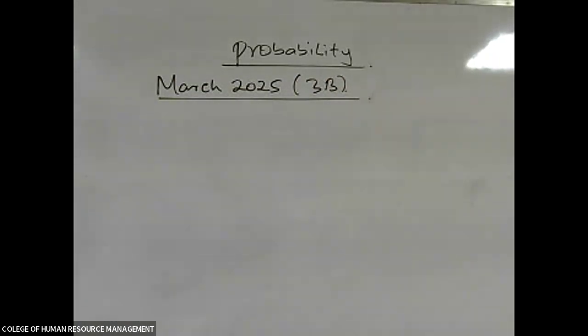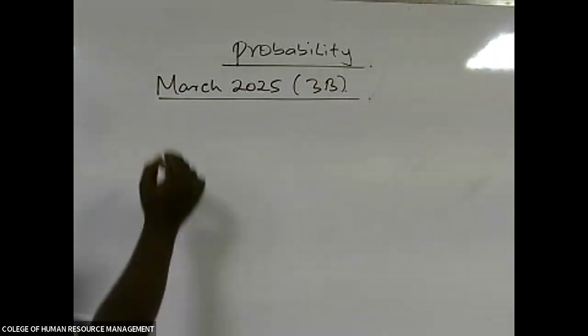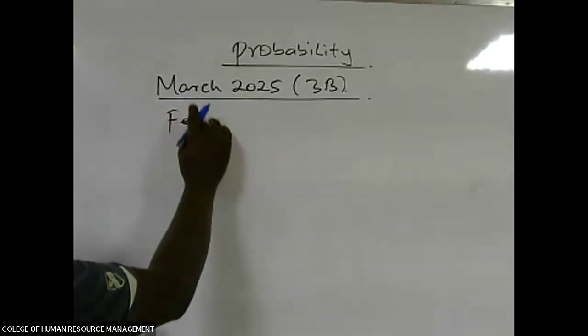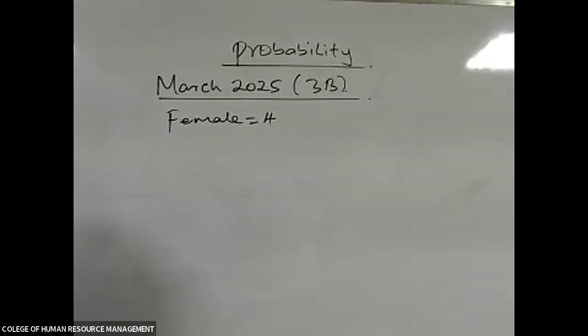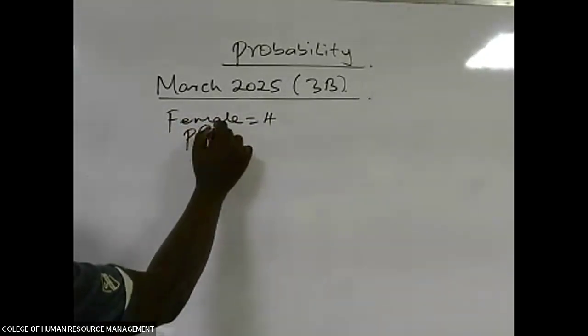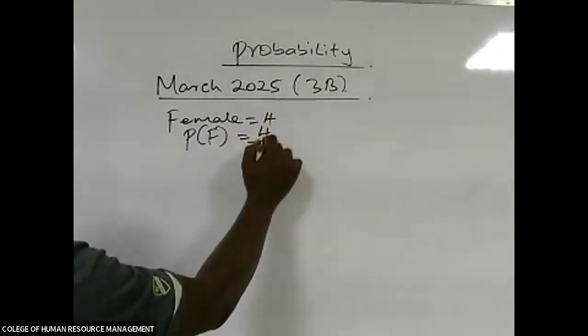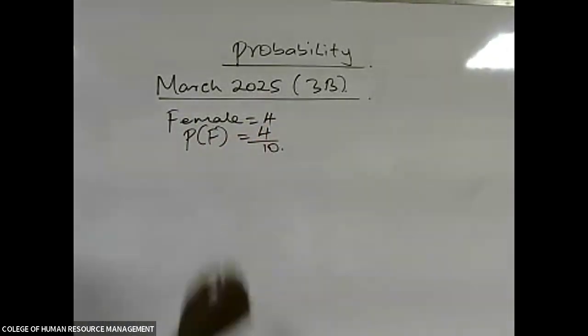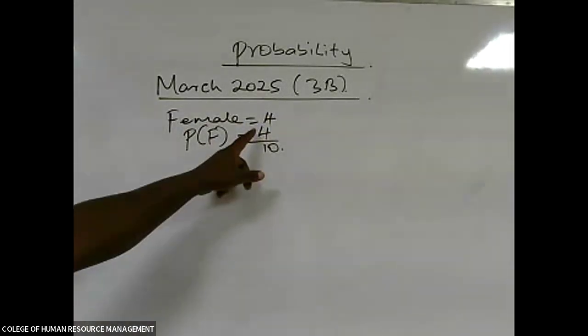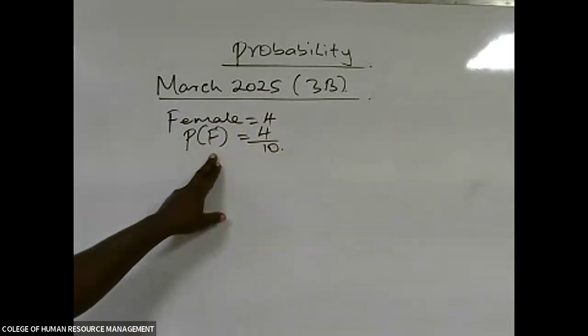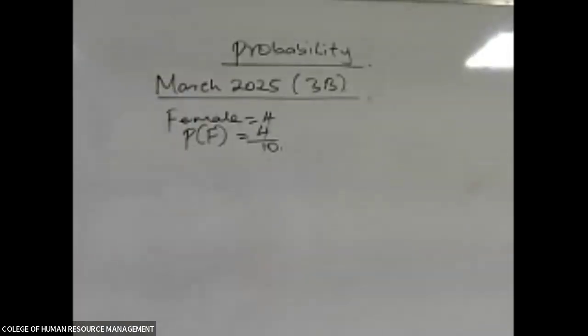In this question, you are told that in an office, there are 10 employees, out of which 4 are female. So the female employees, there are 4 out of 10. So the probability that a female will be picked there would be 4 over 10. That is what you need to understand. If there are a total of 10 employees and the female are 4, then the probability of picking a female employee would be 4 over 10.